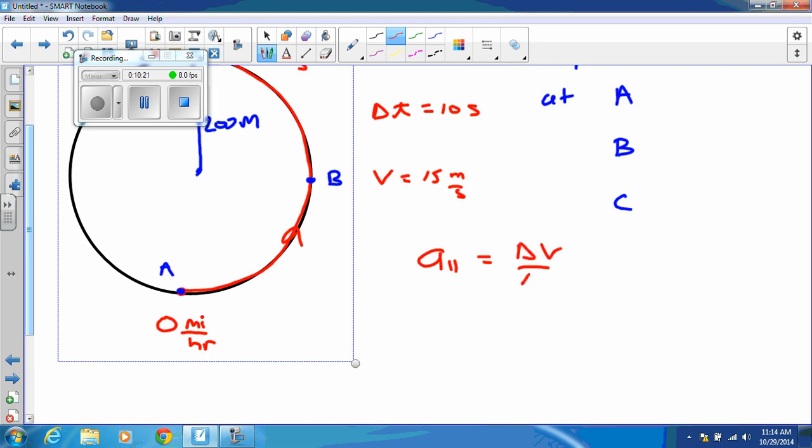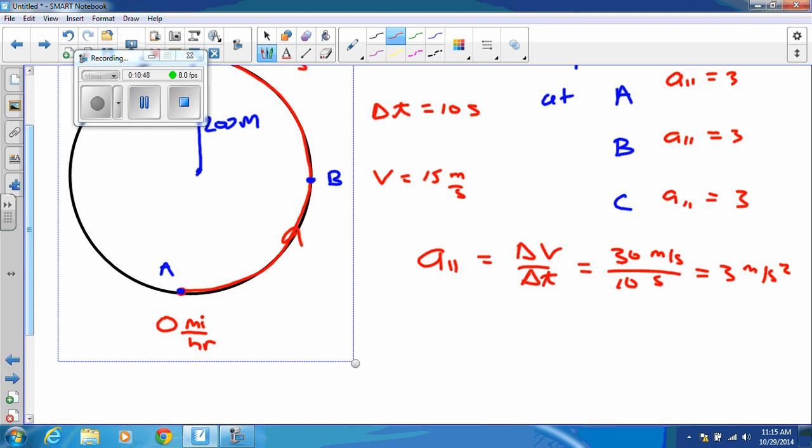First of all, let's talk about A parallel. A parallel is going to be the change in speed over the change in time. That's easy enough. It's going to be 30 meters per second over 10 seconds, or 3 meters per second squared. We're going to assume that's constant for the car, so it's going to continually gain speed at that rate. In other words, this applies for all 3 points. A parallel is 3, A parallel is 3, A parallel is 3. Is everybody comfortable with that part so far?